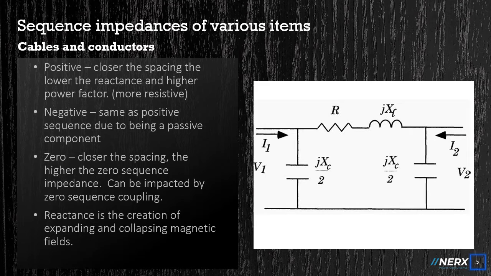Likewise, with zero sequence impedance, the field cancellation reduces the closer the spacing of the conductors due to all three components being in phase. Positive and negative capacitance decreases with increased spacing and zero sequence increases with spacing and closeness to ground.